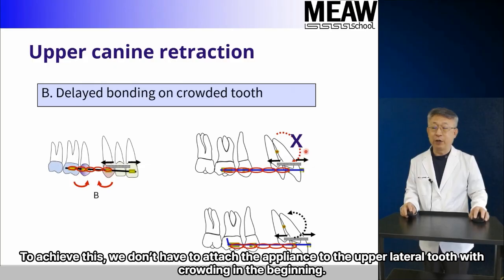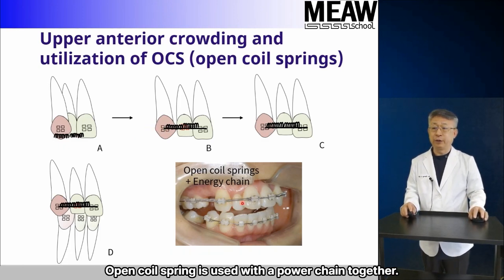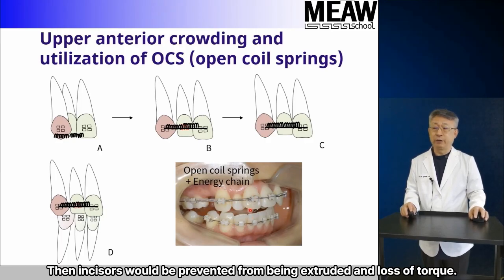To achieve this, we don't have to attach the appliance to the upper lateral tooth with crowding in the beginning. In the case of crowding, by using an open coil spring, the upper incisors can be moved forward while pushing the upper canines back. Open coil spring is used with a power chain together. Then, incisors would be prevented from being extruded and loss of torque.